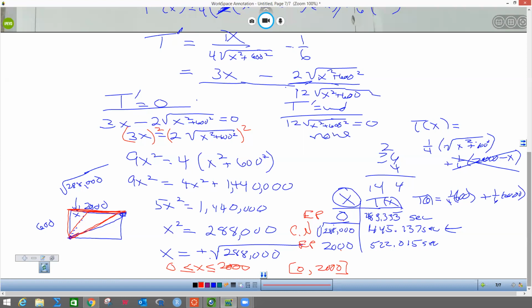Anybody else got a question? Somebody said, why wouldn't you use a 45, 45, 90? Well, you're not guaranteed that it's going to be a 45, 45, 90 because it's different rates. The rate in the grass is different than the rate walking on the sidewalk. So there's no guarantee that it's a 45, 45, 90. And as a matter of fact, this one is not a 45, 45, 90. Anybody else got any questions?